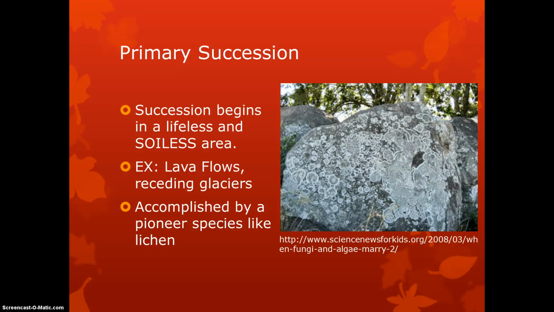Primary succession is accomplished by a pioneer species. Pioneer, just like the human pioneers into the out west or old west, are the first ones to arrive. And primary is done with lichen. Lichen is a symbiotic relationship between algae and fungus, and it creates this endosymbiotic organism. We'll learn more about that later.